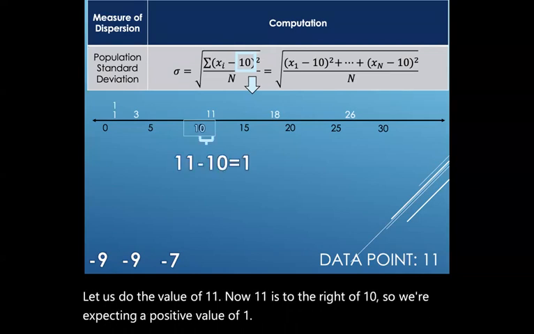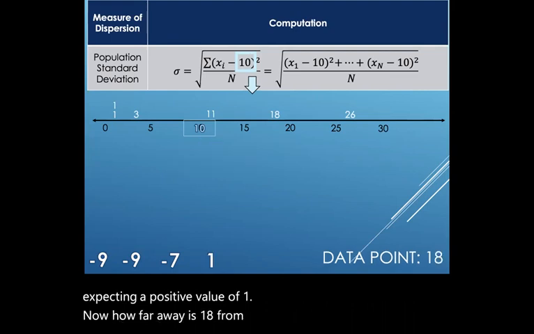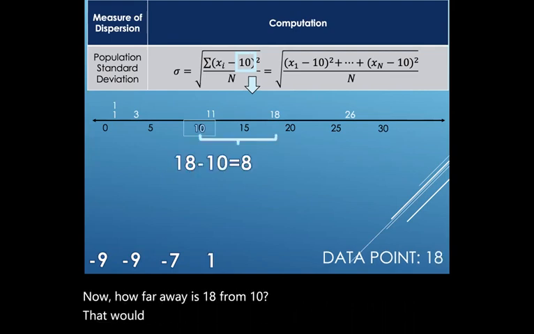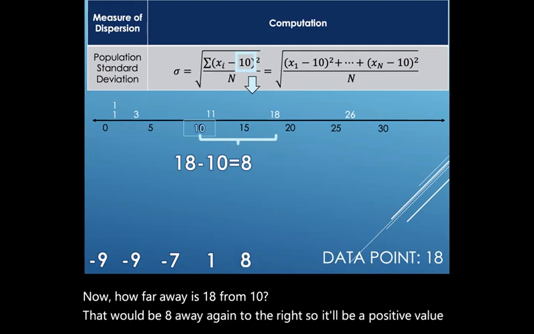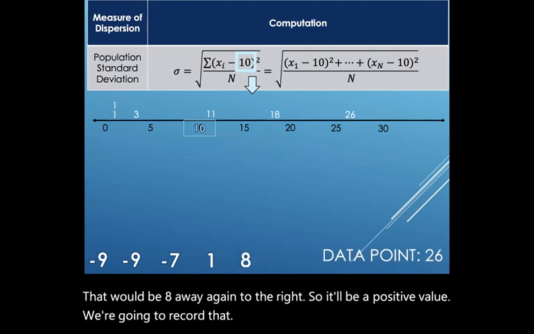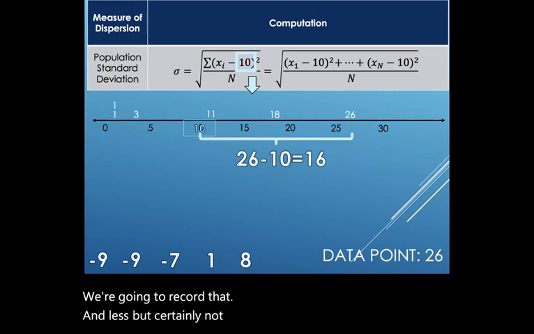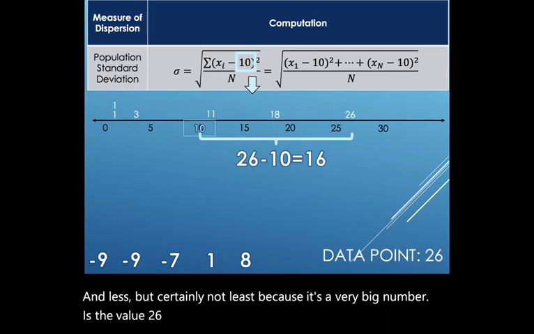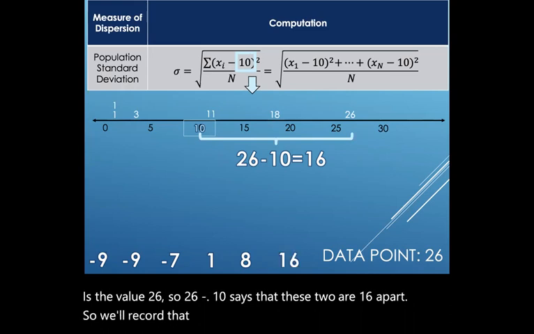Now, how far away is 18 from 10? That would be 8 away, again to the right, so it'll be a positive value. We're going to record that. And last, but certainly not least, because it's a very big number, is the value 26. So 26 minus 10 says that these two are 16 apart. So we'll record that value.